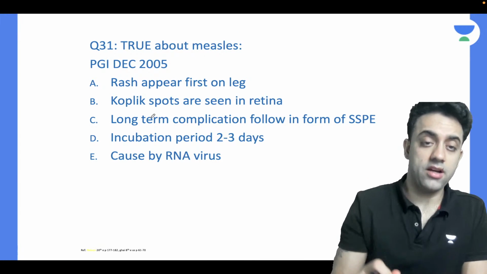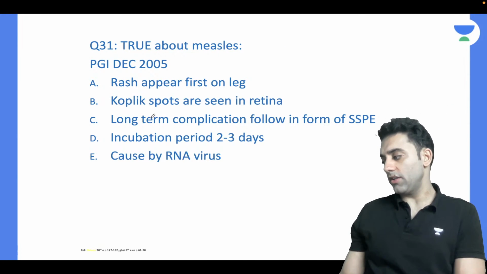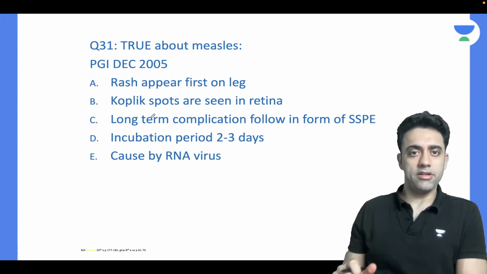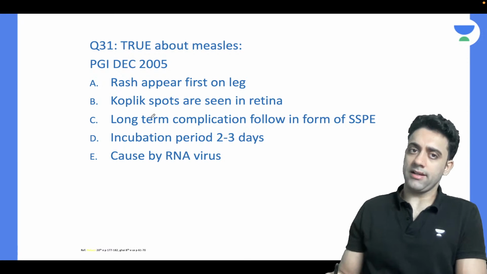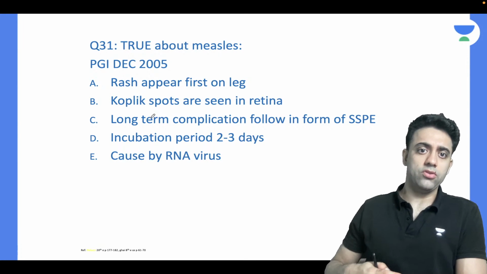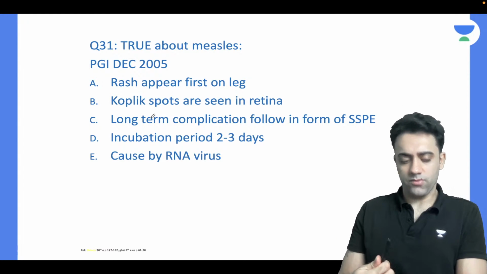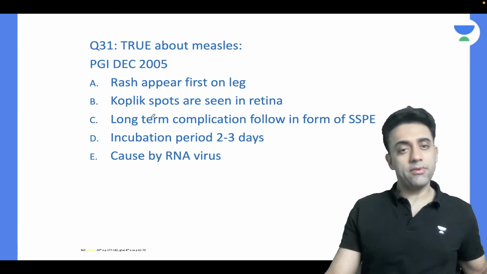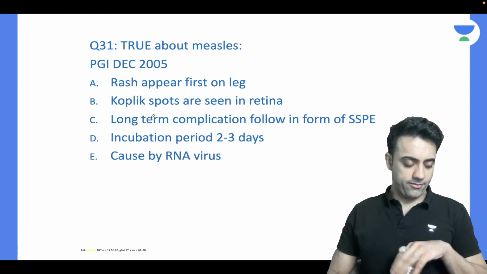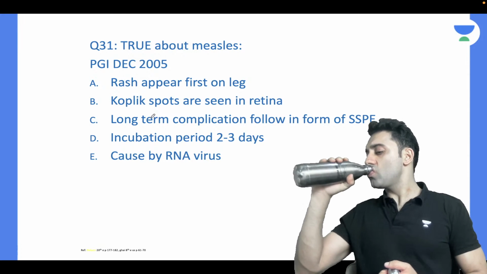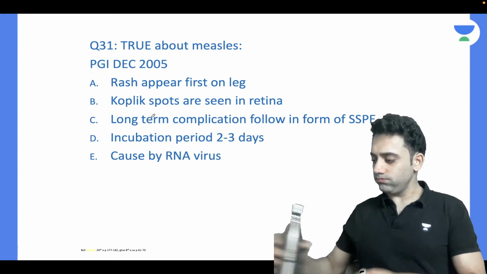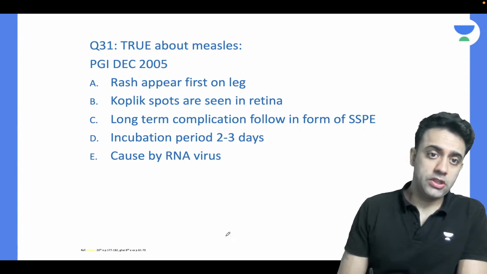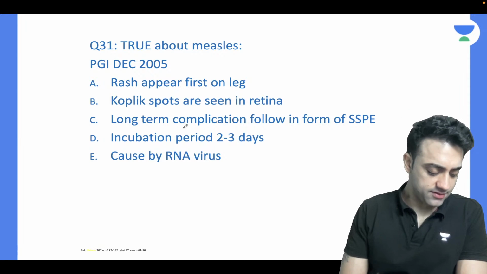Okay, next question. Now this is a good one. Let's see if you can answer. That will show how much you remember. True about measles, PGI December 2005 question. Multiple options are correct in this one. What do you think? Which options are correct? Take your time and tell me the answer. It's a previous PGI type question. So what do you think, anyone? Very good, beautifully answered, Mani, Sujit.